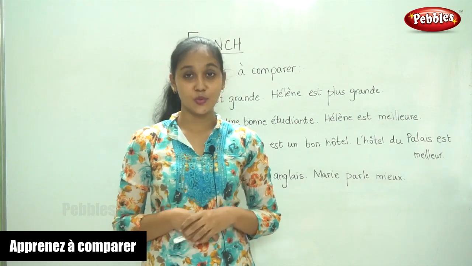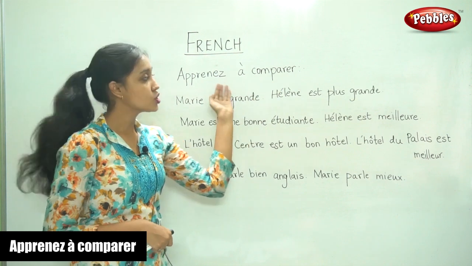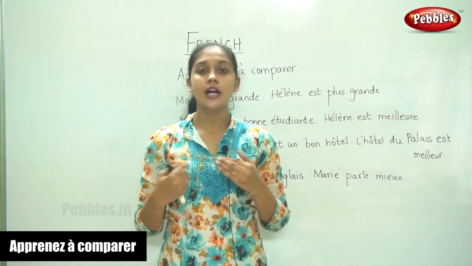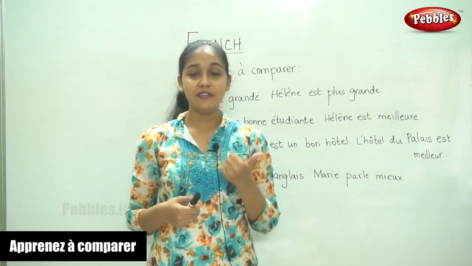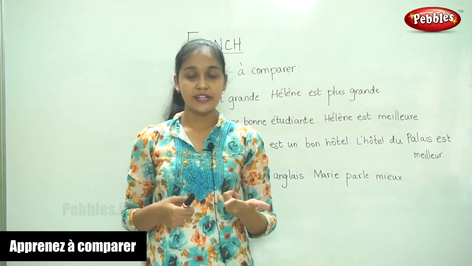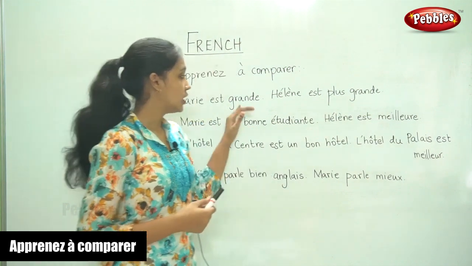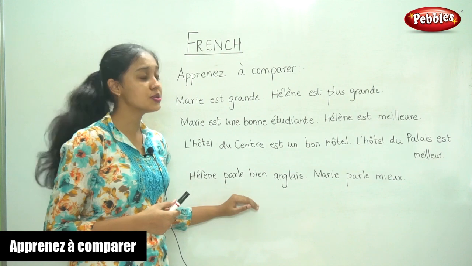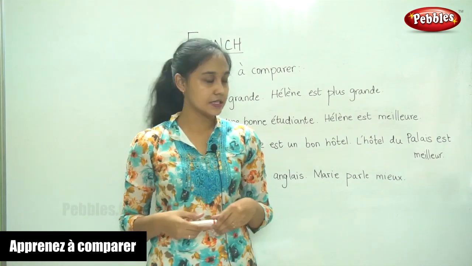So the next topic we are going to learn is Apprenez à comparer. So we are going to learn to compare things. Now in English, to compare we have the simple, the comparative and the superlative degree. In French, these are the examples of a few sentences where we compare two or three things.